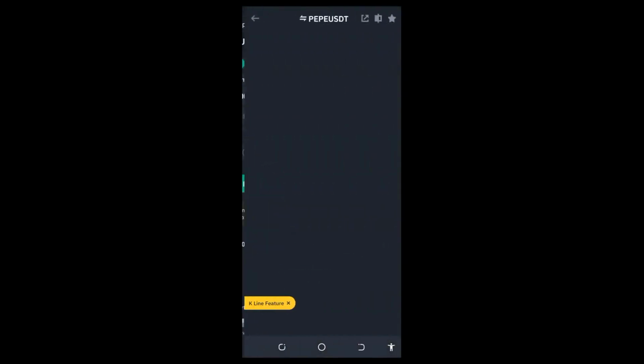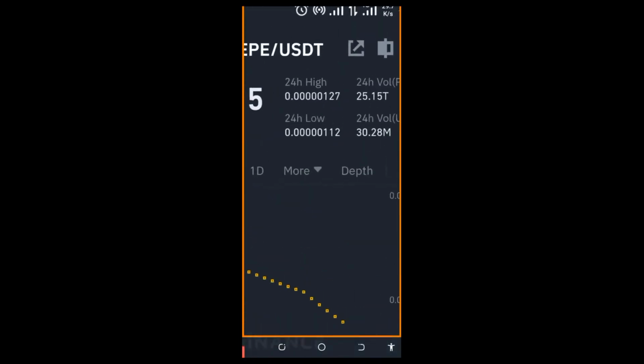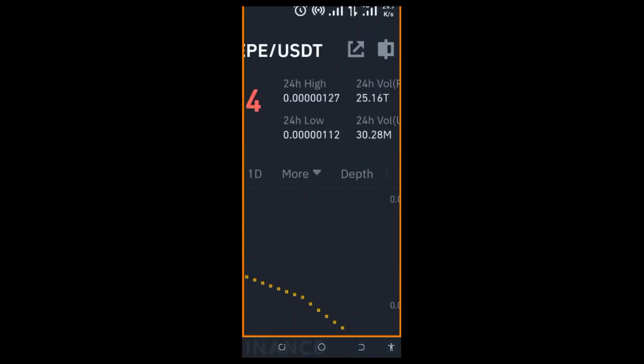So let's go to the charts and look at the all-time high and the all-time low within the last 24 hours. Now look at this. The all-time high for the last 24 hours is 0.0000127, while the all-time low is 0.0000112. So let's go ahead and choose something right in between it, right?